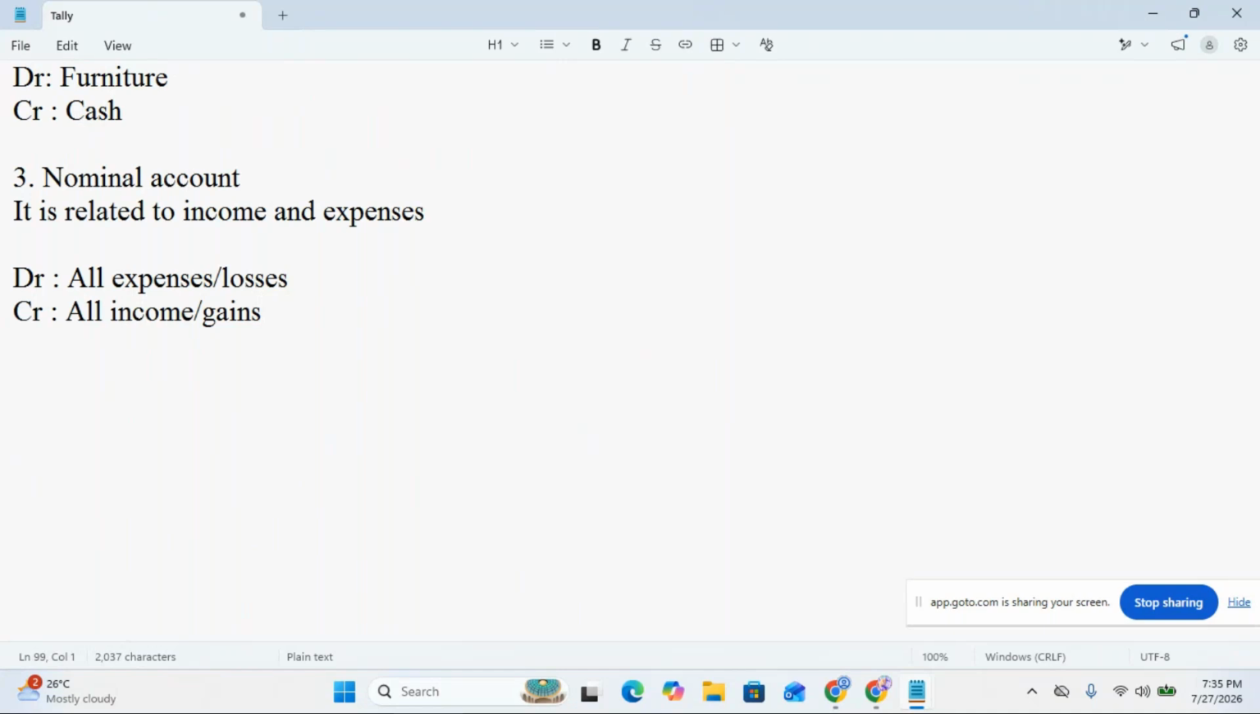Okay, I'll take one example here. Transport charges paid rupees 5,000 by cash. So apply the nominal account rule and tell me what is debit, what is credit. Debit transportation charges account. Credit, cash account. Yes. Credit is cash account because transport charges are expenses.